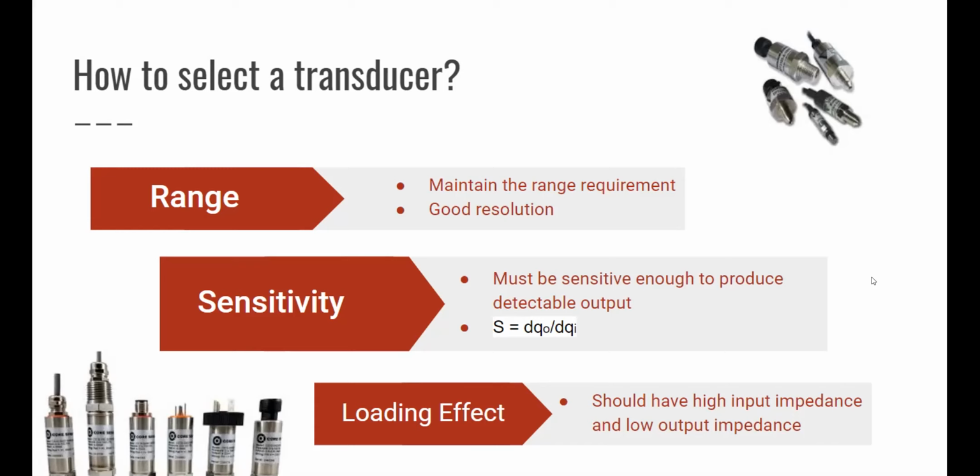And secondly, the sensitivity. The transducer must be sensitive enough to produce detectable output. In general, this is the equation of sensitivity. In general, the sensitivity of a transducer is not constant. Based on this formula, the sensitivity of the transducer is not constant, but depends upon the quantity of QI.